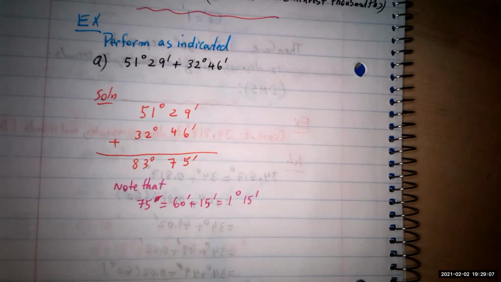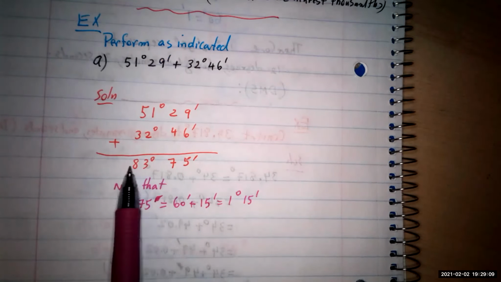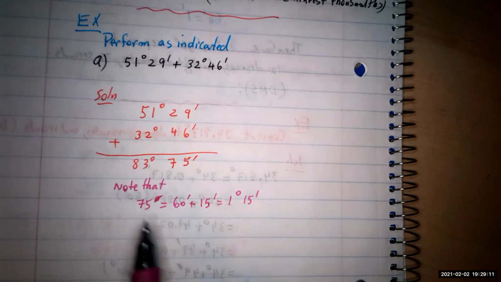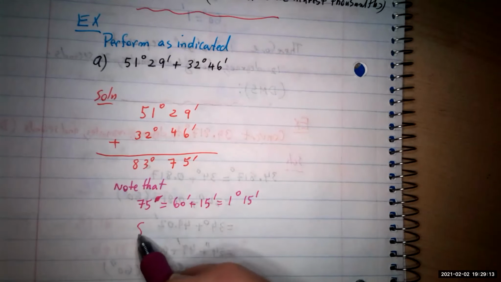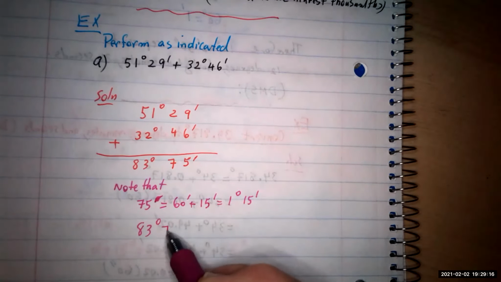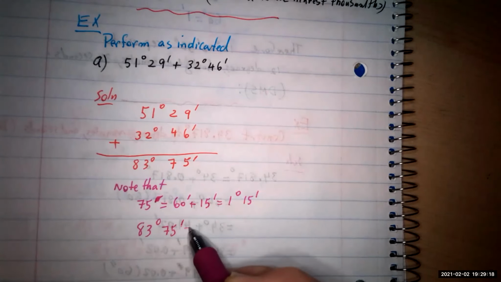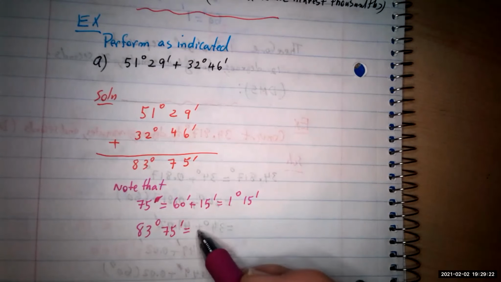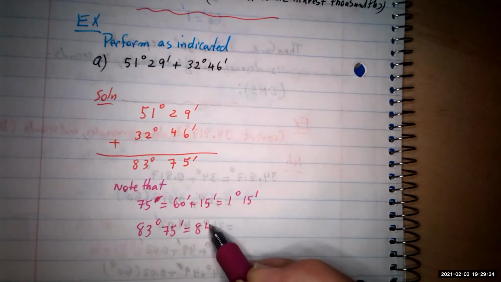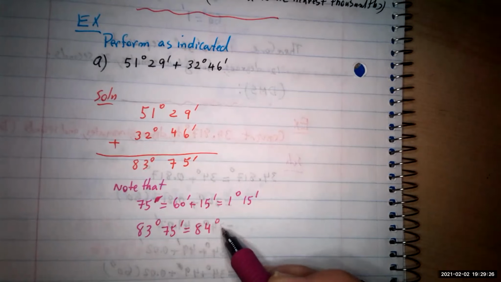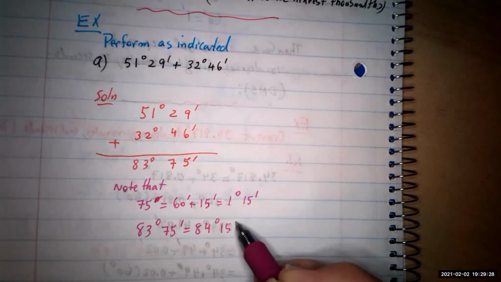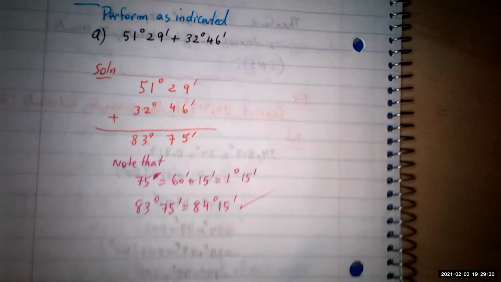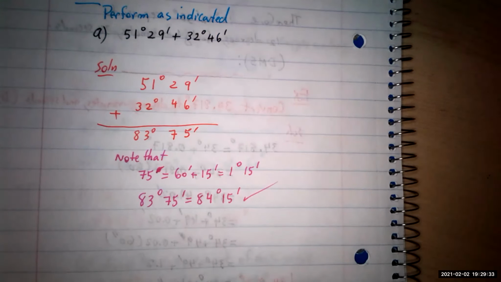If you go back here, 83 degrees, 75 minutes: you got 1 here, and 1 and 83 would be 84. So that gives you 84 degrees, 15 minutes. This is the final answer. Any question? So we add them together.